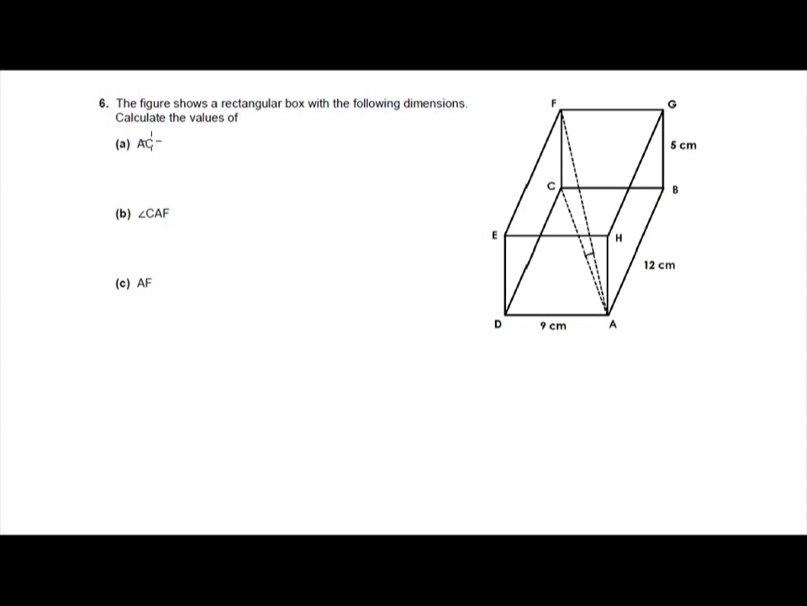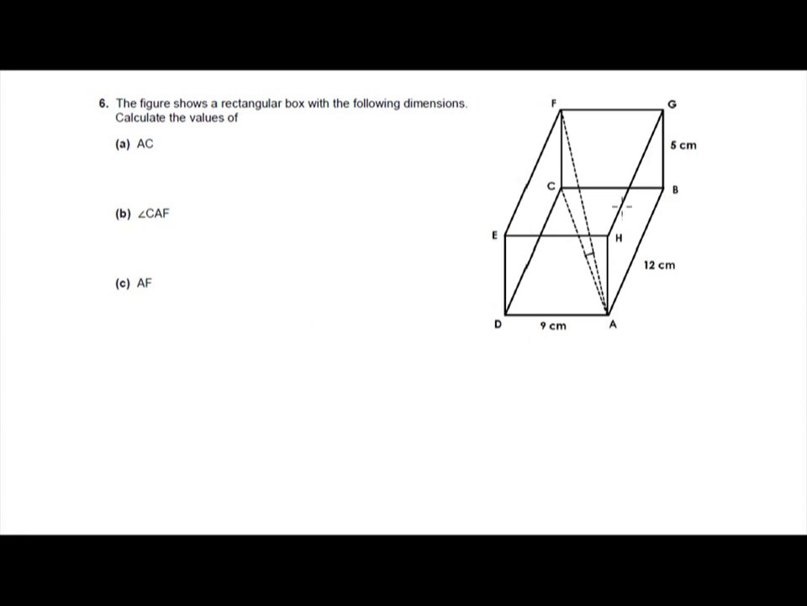This problem is actually an application of Pythagoras or Pythagorean theorem. The first thing that we need to calculate is the value of AC. Okay, so we want to find this AC knowing that this side is 9, this is 12, and this is 5. Now the key in solving this problem is to recognize that you can form right triangles from the figure.